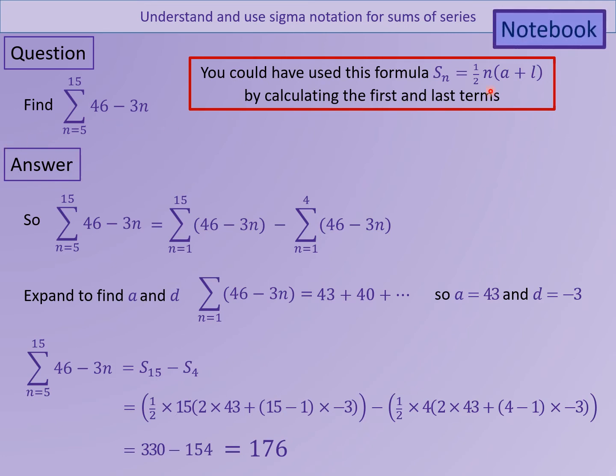We could also substitute in d. d would still be minus 3. We can see here that the terms are going down by 3 each time. We'd also need to use n as being how many terms there are. If you start at term 5 and go 5, 6, 7, 8, 9, 10, 11, 12, 13, 14, 15, you have counted 11 terms there. So n would need to be 11. So an alternative way of calculating this will be using n equals 11, a equals 31, and l would be calculated by substituting in 15. So 46 take away 3 times 15.